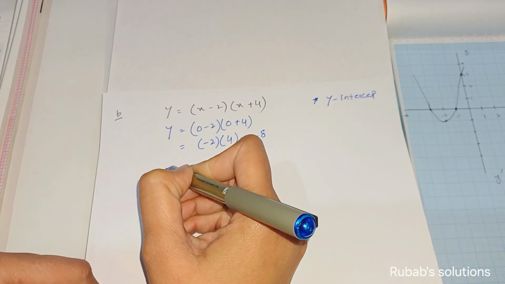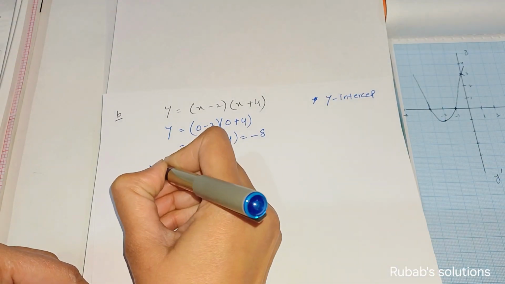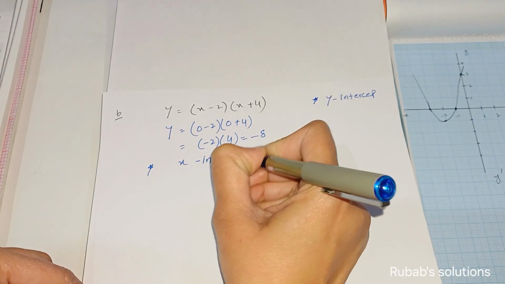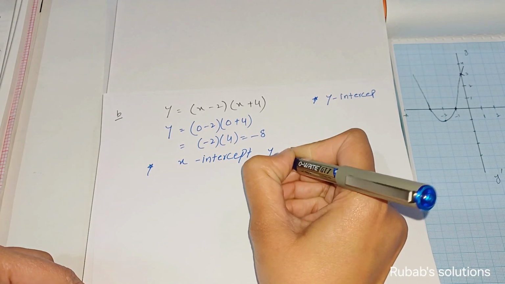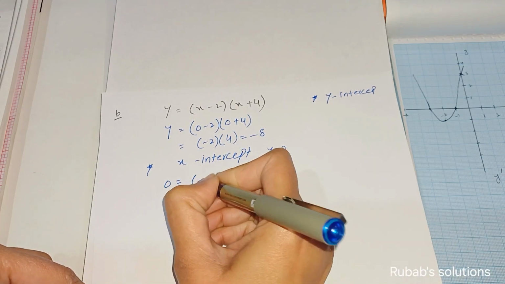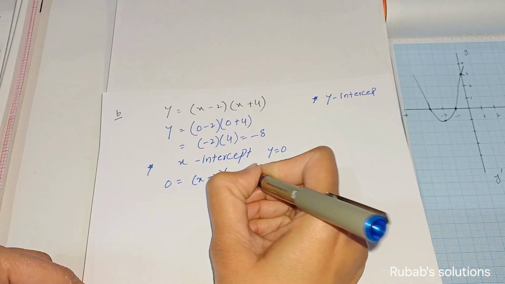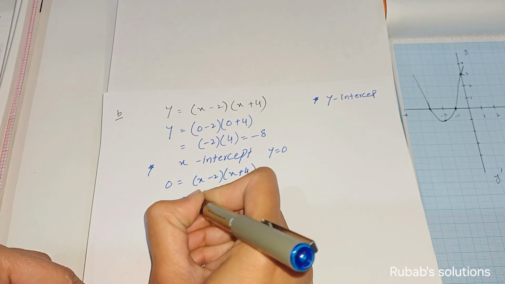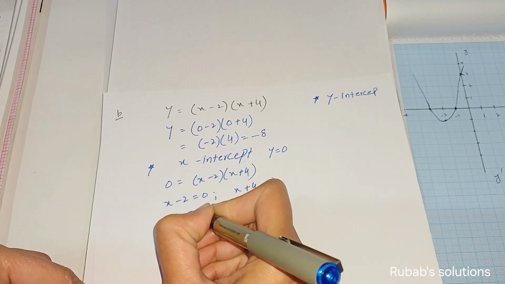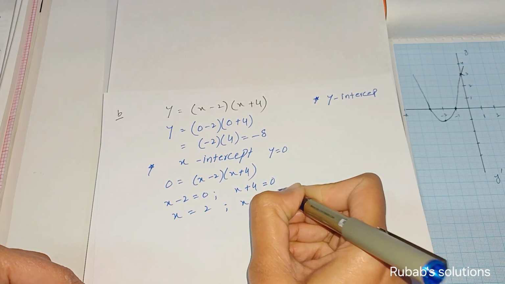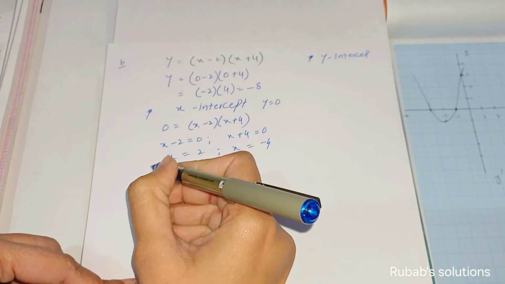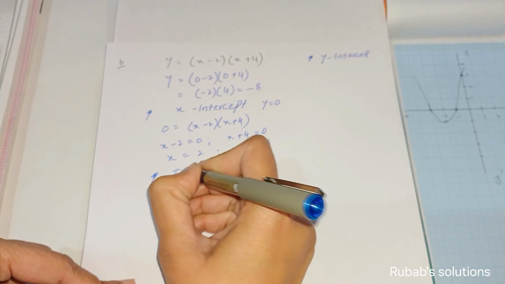Okay, the next value is the x-intercept. For the x-intercept I have two methods. Either put y equal to 0, or compare. I find this one easier. y is equal to 0, (x minus 2)(x plus 4). So from here x minus 2 is equal to 0 and x plus 4 is equal to 0. x is equal to 2 and x is equal to -4. These are my x coordinates. And the last one is the turning point.